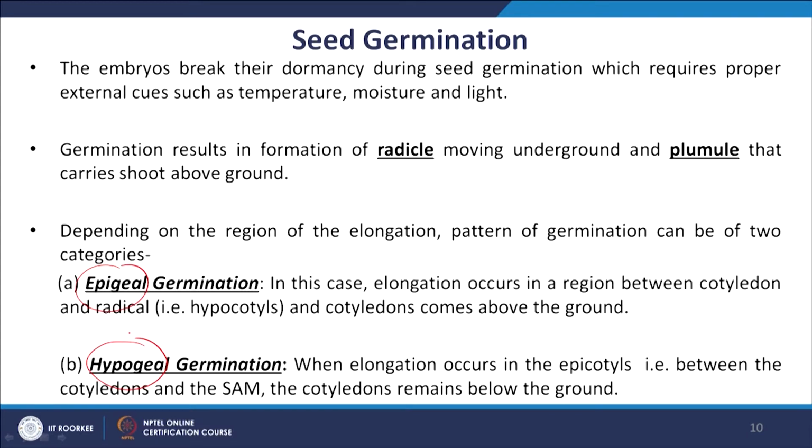In epigeal germination, elongation occurs in the region between the cotyledon and the radicle, which is also called the hypocotyl, and the cotyledons come above the ground. In hypogeal germination, elongation occurs in the epicotyl region, which means the region between the cotyledons and the shoot apical meristem, and the cotyledons remain below the ground in this case.